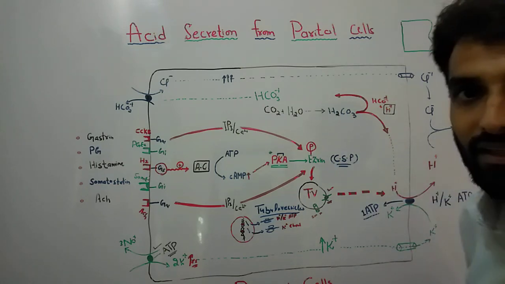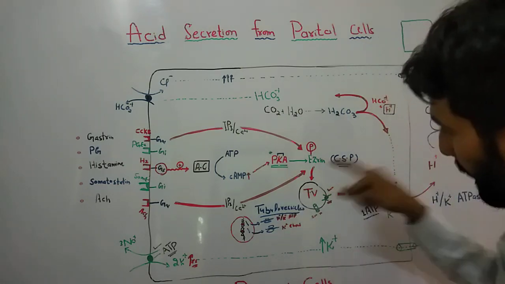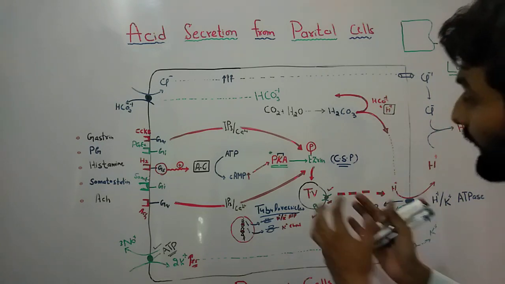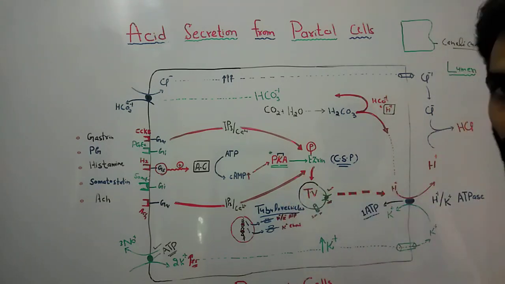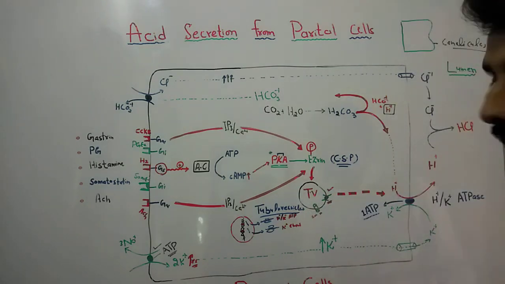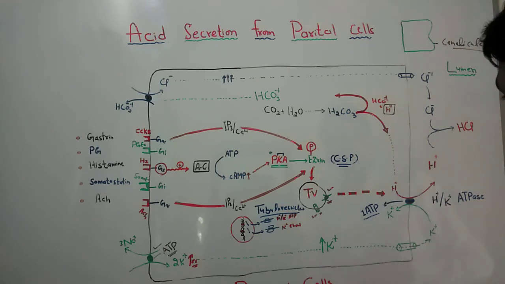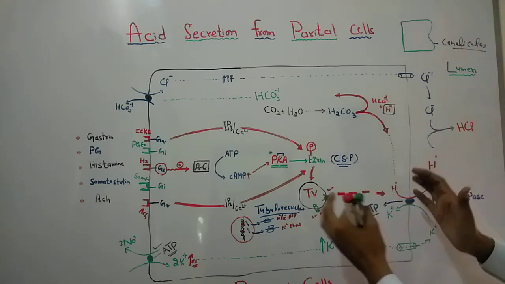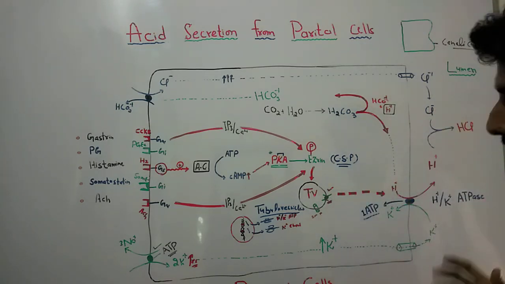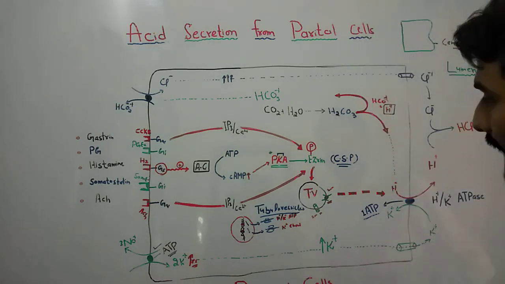Now what will happen? This Ezrin protein that has been activated by protein kinase A is basically responsible for increasing the fusion of these tubulovesicles with the plasma membrane, with the canaliculi of the parietal cell.